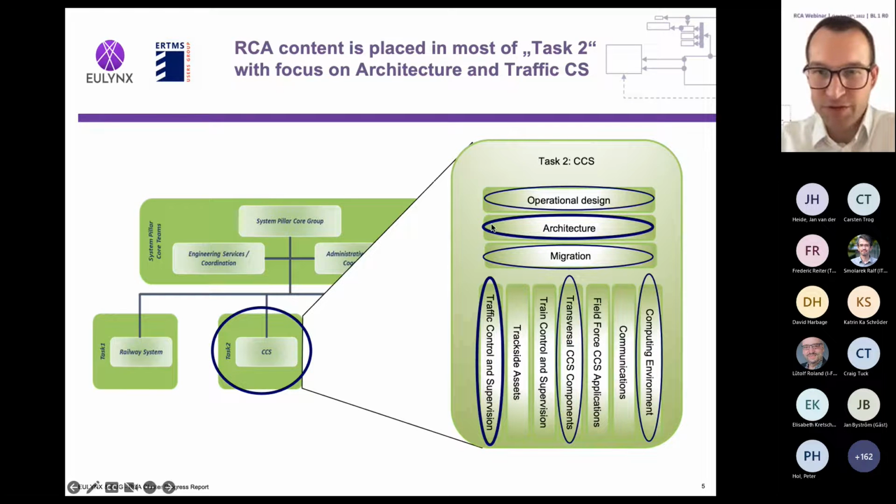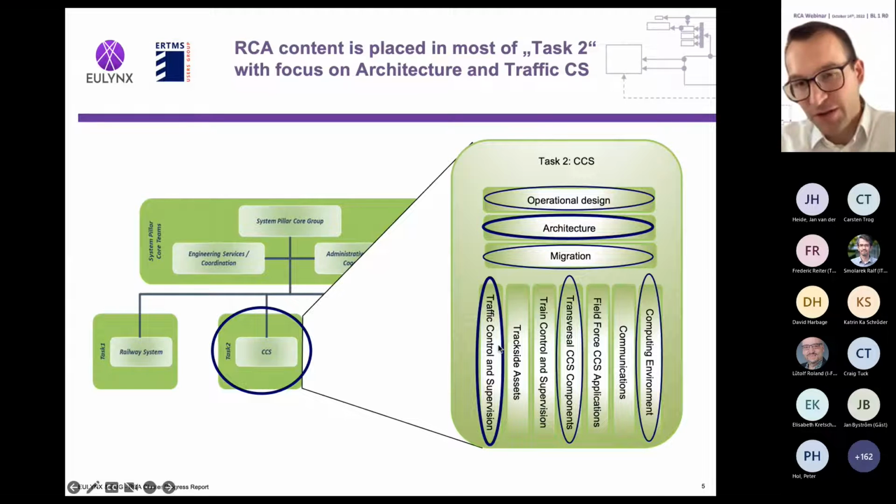And when you zoom in on task 2, you see different domains here. Operations, architecture, and migration are more cross-cutting domains. And the RCA content, of course, is placed very much in the architecture domain, but it's also impacting operations and migration considerations. And then we have specific domains dealing with specific parts of the architecture.